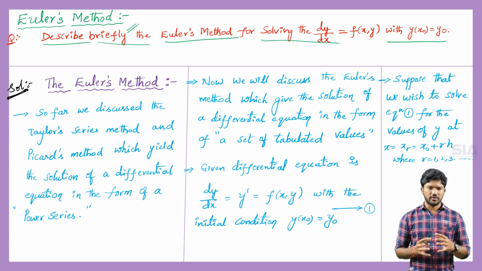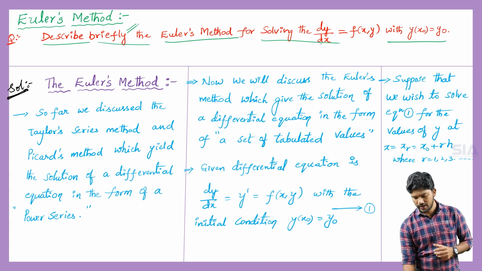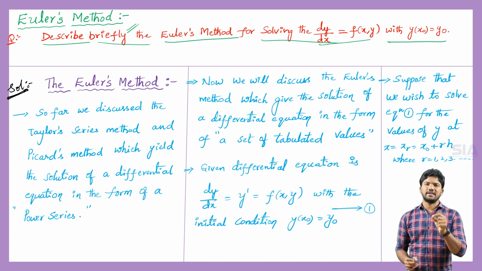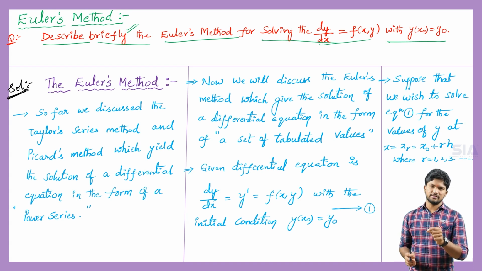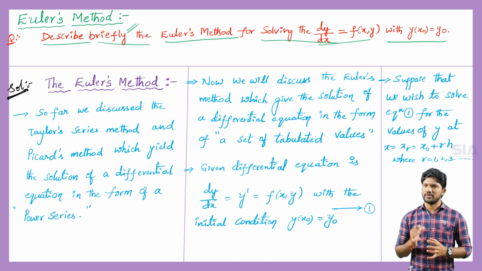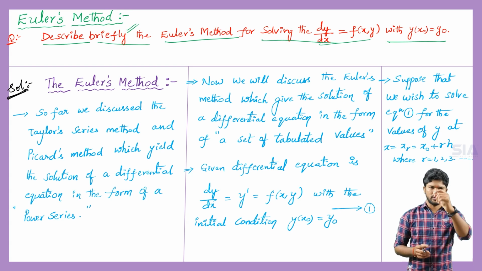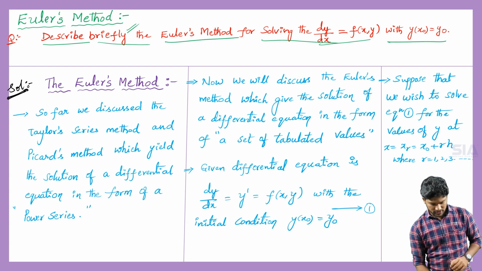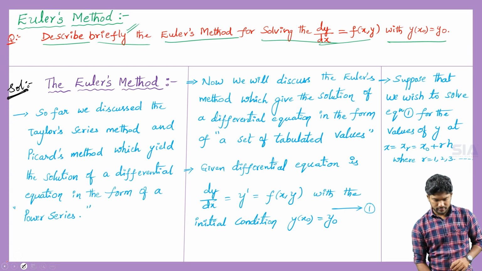So describe briefly the Euler's method for solving dy by dx is equal to f of x comma y. That is, as you know very well, a first order differential equation, or we can also call it an initial value problem, with the given initial condition y of x naught is equal to y naught. Now start the solution of this method directly.